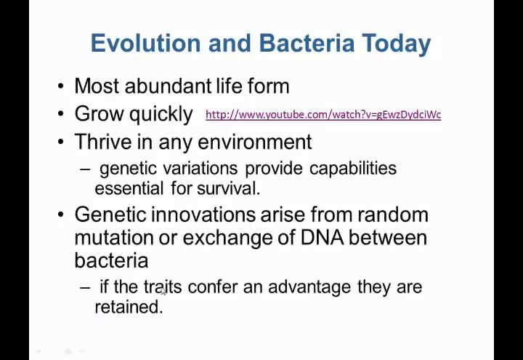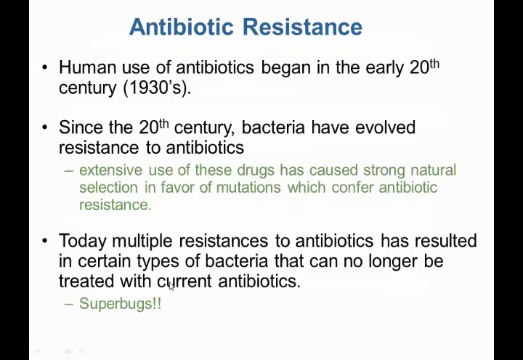All right. And like I mentioned, they can thrive in any environment through genetic variation. So this provides capabilities essential for survival. And these genetic innovations arise from random mutation, or later I'll talk about what's neat with bacteria, is they actually do have some sort of exchange of genetic information. You could say conjugation is a form of bacterial sex. And if the traits confer an advantage, they are retained.